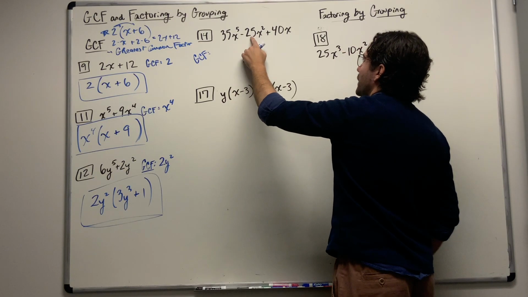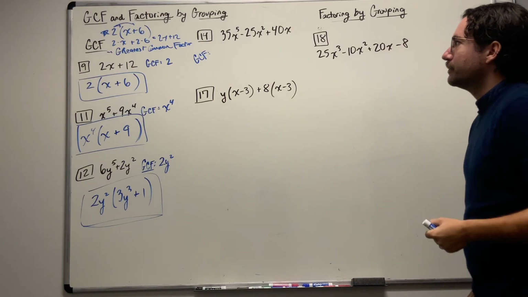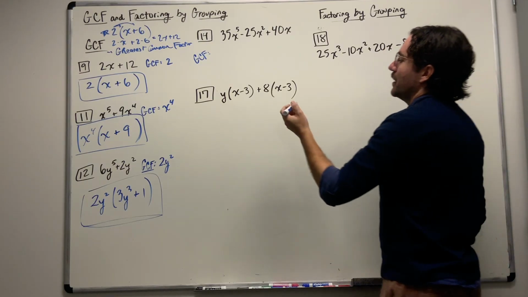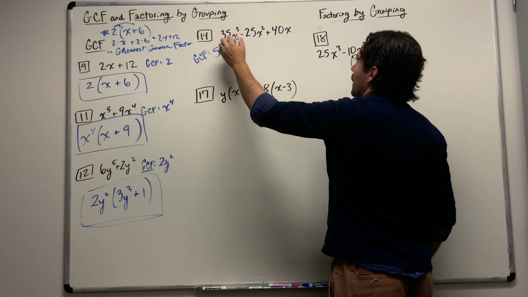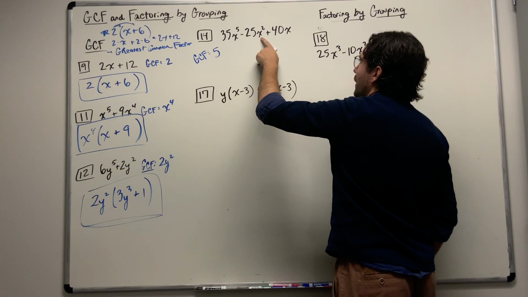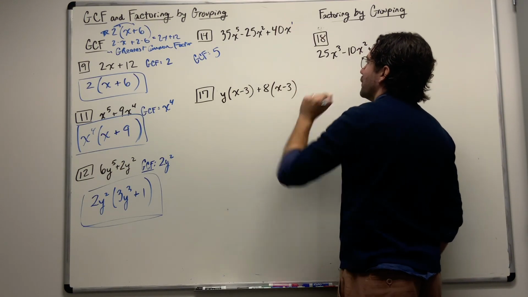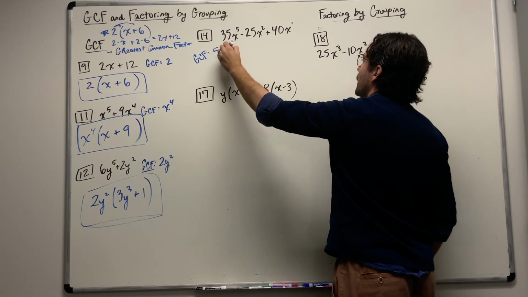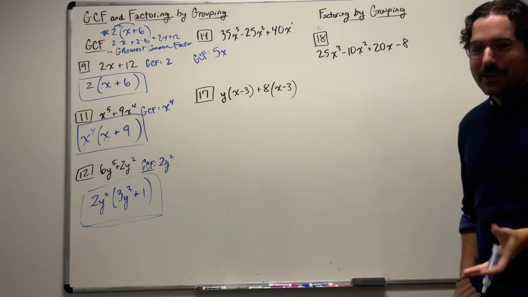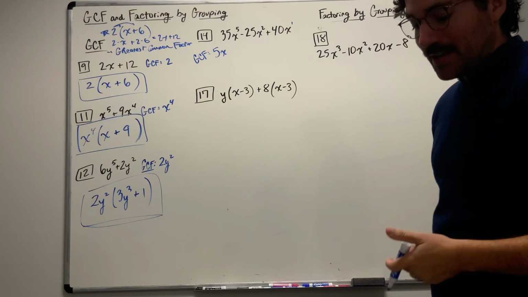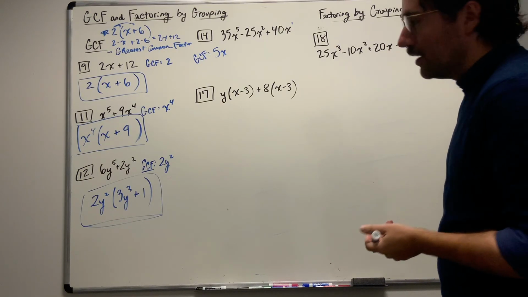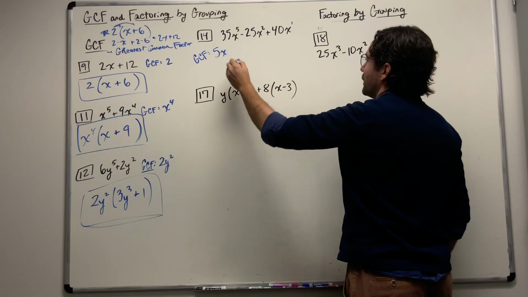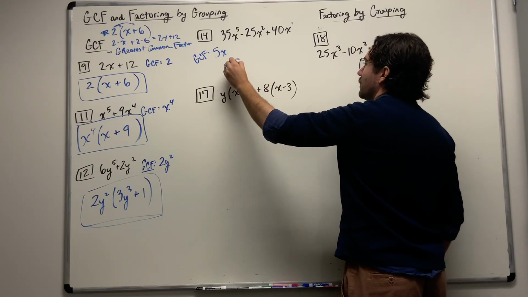So 35, 25, and 40. They're all divisible by 5. I can divide them all by 5. And this has 5 x's, this has 2 x's, and this has 1 x, x to the first power. So I can take at least 1 out. I can't take any more than that. I should say I can take at most 1. So the greatest common factor is 5x. So if that's brought out in front, what's left over?